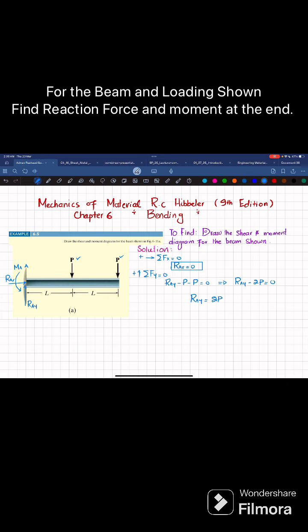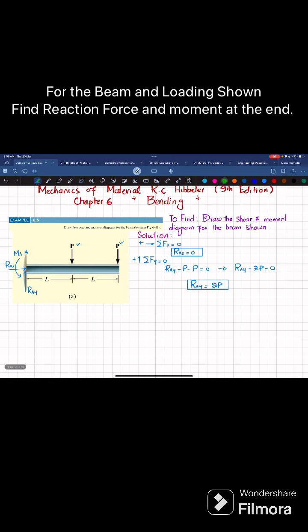Okay. Now we'll move toward the third part, and in the third part you have to find this moment MA. So for that I will apply the equation sum of all moments about point A is equal to 0, taking the counterclockwise moment as positive. So about point A, this force and this force are passing through this point, so they are not producing moment. Only moment producing are this force and this force.